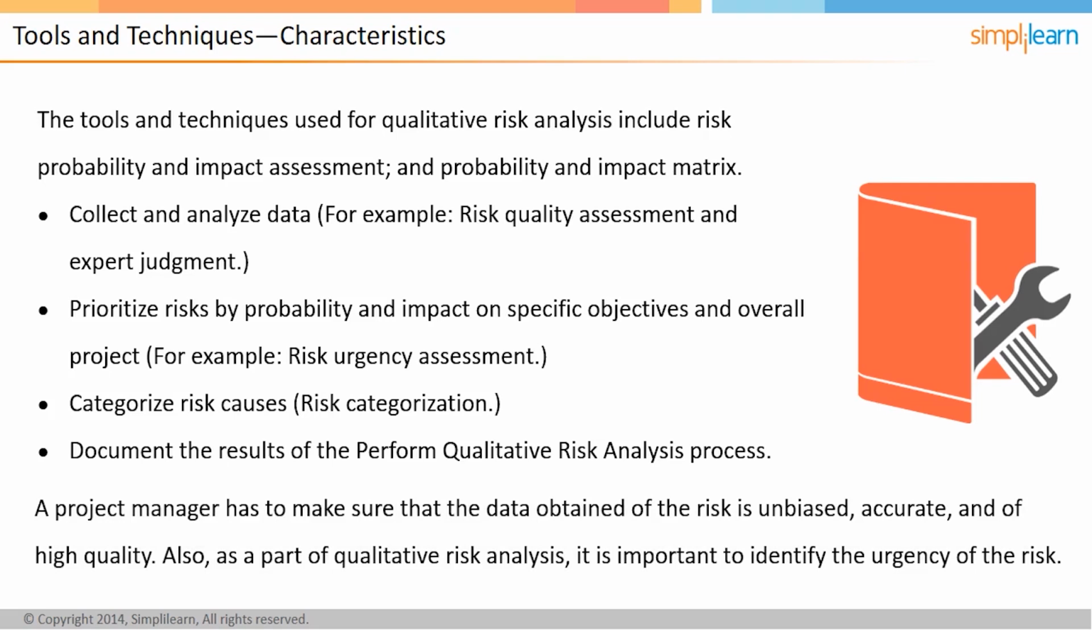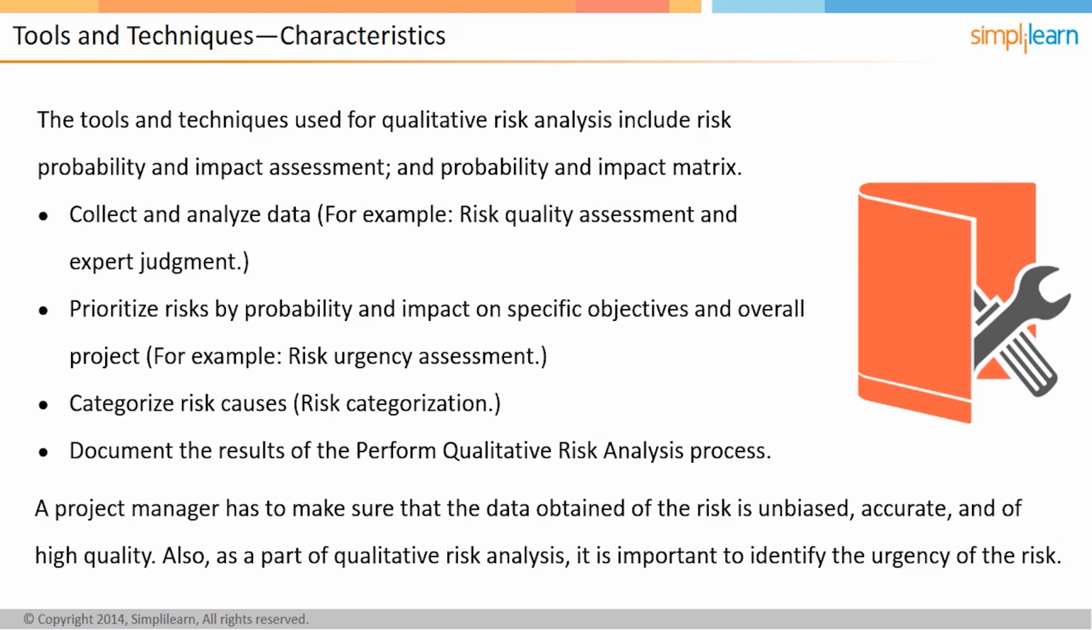It is important for a project manager to make sure that the data obtained on the risk is unbiased, accurate, and of high quality. Also, as a part of qualitative risk analysis, it is important to identify the urgency of the risk. Urgency is determined on the basis of the amount of risk response time available. To arrive at this urgency value, you should assess the probability and impact of a specific or individual risk, as well as the impact it can have on the overall project objectives. Project objectives can be schedule or cost. This urgency will help in prioritizing the risk.